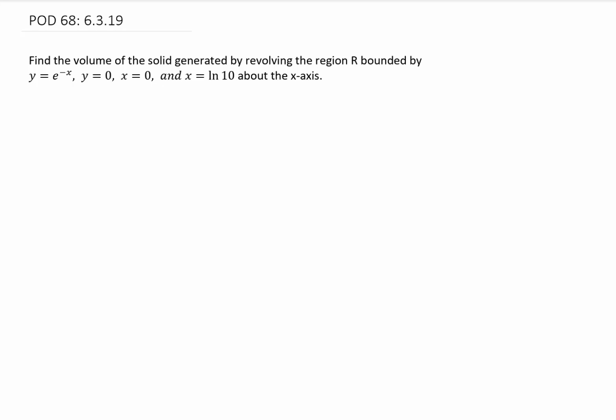We're going to revolve this region R, bounded by all of these functions, about the x-axis, and we're going to find its volume. Let's draw a picture first of what's going on. We have an e to the negative x function, which looks something like this. X equals 0 is the y-axis, y equals 0 is the x-axis, and then there's this x equals the natural log of 10 right here.